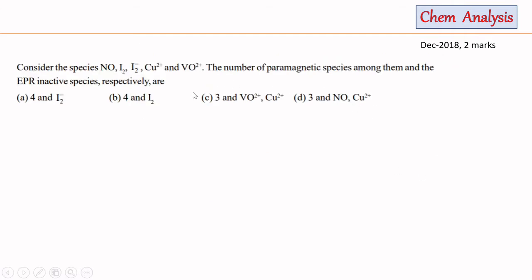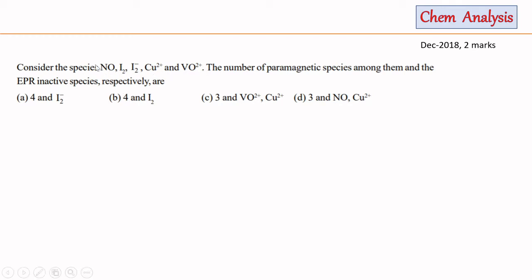This is a time consuming question. Here we have to tell about, from the given 5 compounds, the paramagnetic species and the EPR inactive species. Paramagnetic species means the compound or molecule should contain unpaired electron, and if the molecule contains unpaired electron, that will also be EPR active. And EPR inactive means the molecule does not contain any unpaired electron.